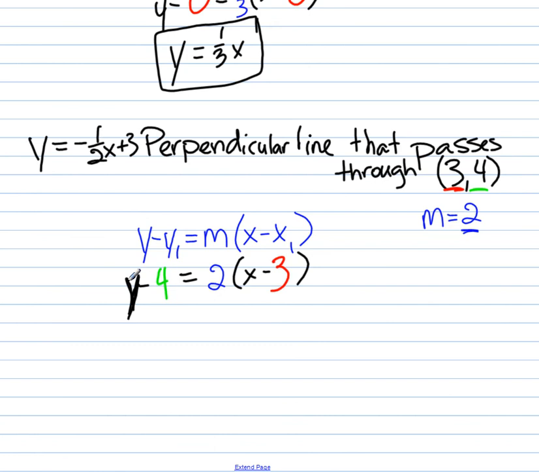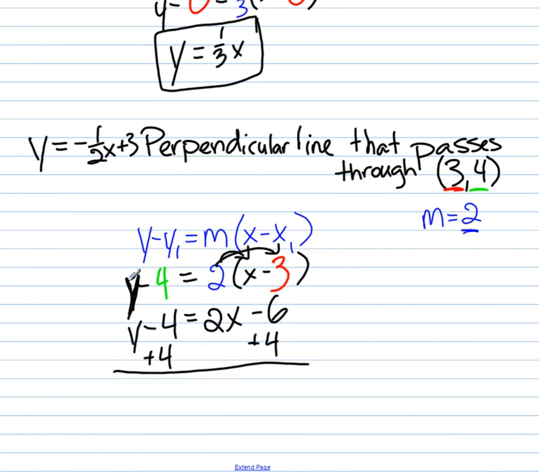So we have to do 2 times x, which is 2 times -3. Oh my goodness. -6. Okay, to get y by itself, we need to add 4. We do it to one side, we do it to the other side, and we end up with the answer. That's not hard. It's actually pretty easy. I got it right.